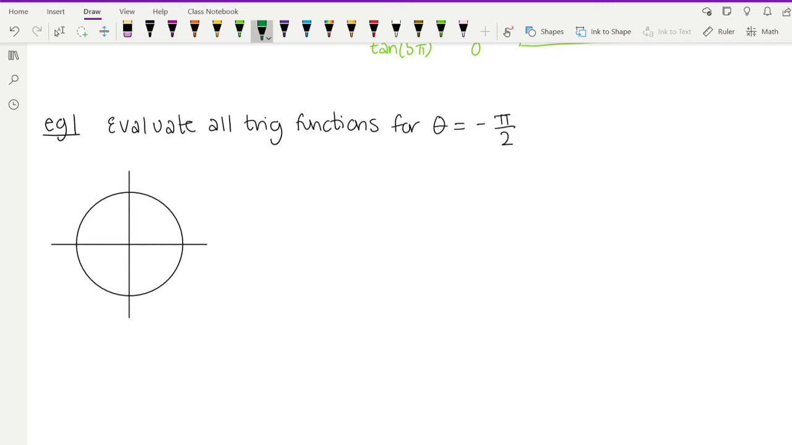Okay, so maybe if you didn't on the last one, on this one, pause and try it yourself because it's going to be fairly similar. So this one is asking us to evaluate all trig functions for the angle negative pi over 2. So what does negative pi over 2 look like? Well, that's 90 degrees, but going in the negative direction. So it's going to be here. And so again, this is one of the ones where we don't need to draw a triangle. We can just look at the picture and say, okay, the x coordinate is going to be 0, and then the y coordinate is going to be -1.